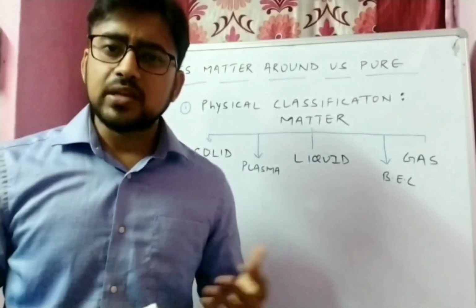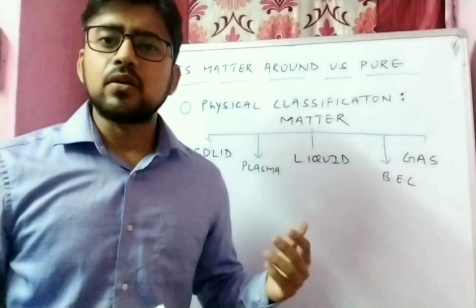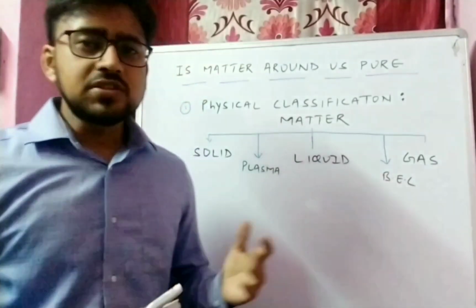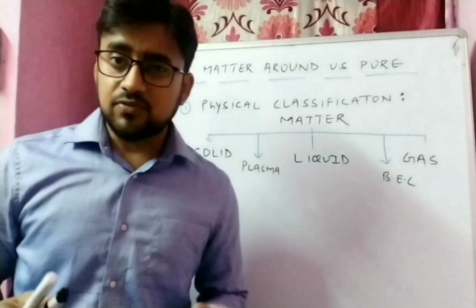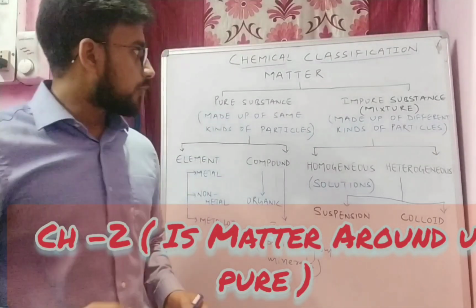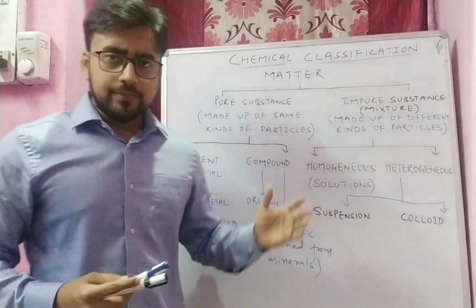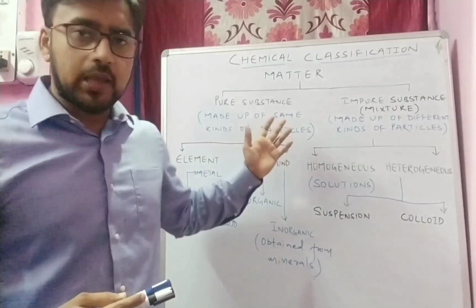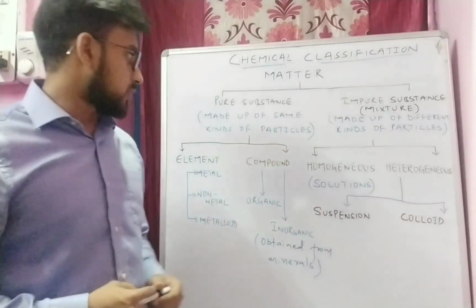Now let's start our second chapter, which is Is Matter Around Us Pure? In this chapter we are going to study the chemical classification of matter. This is a flow chart showing the chemical classification of matter. As you can see, we can classify matter chemically into 2 types, that is pure substance and impure substance.